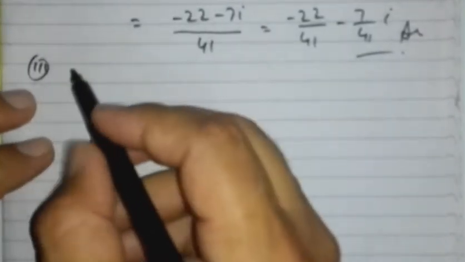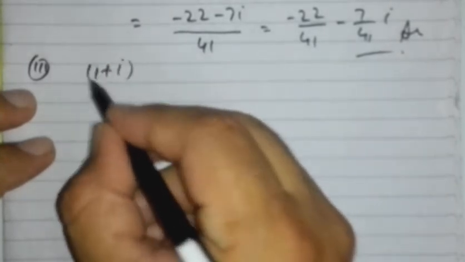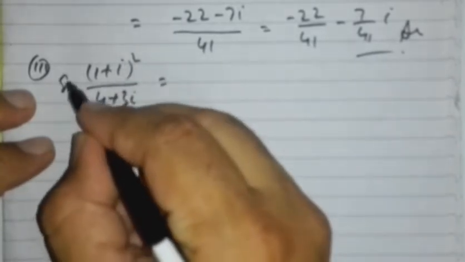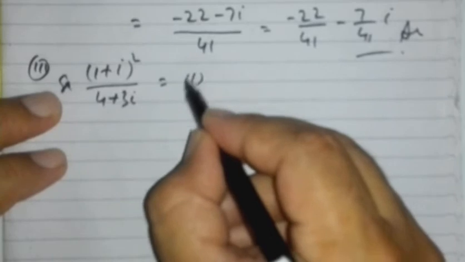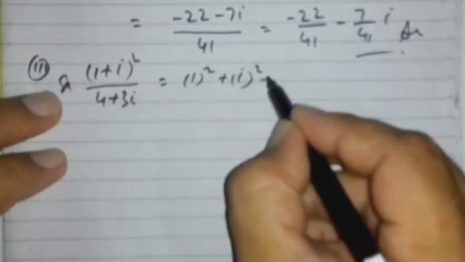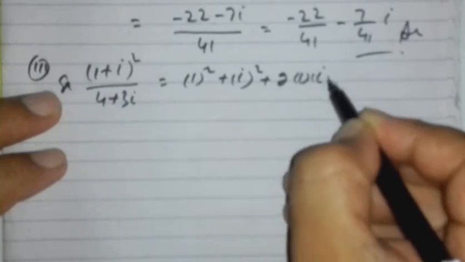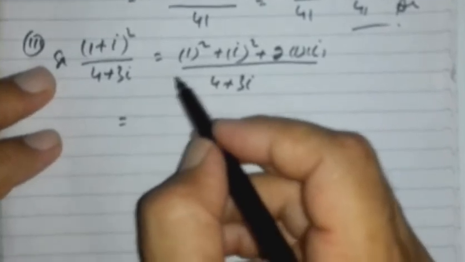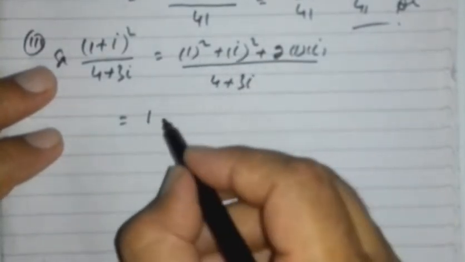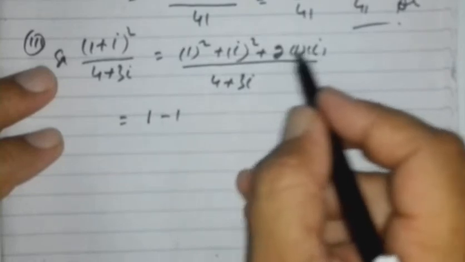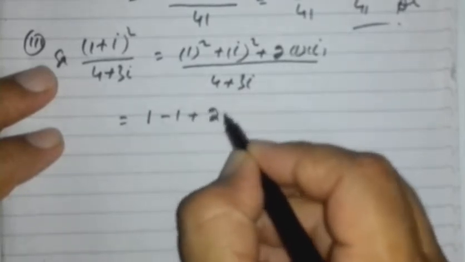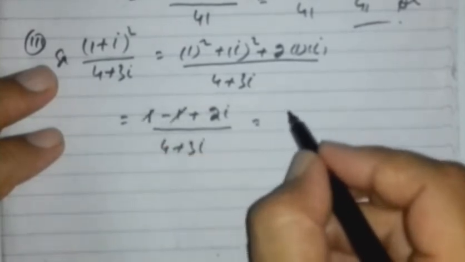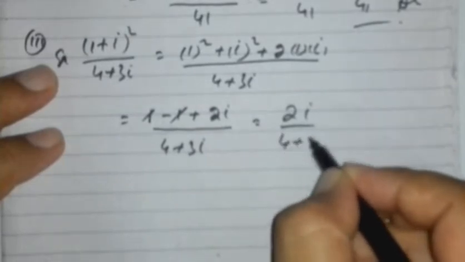Part 3rd. 1 plus iota whole square divided by 4 plus 3 iota. Solution. Now expand this square: 1 square plus iota square plus 2 into 1 into iota, divided by 4 plus 3 iota. Further, 1 square is 1, iota square value is minus 1, and 2 iota, divided by 4 plus 3 iota. This 1 cancels with this minus 1. Here we get 2 iota over 4 plus 3 iota.